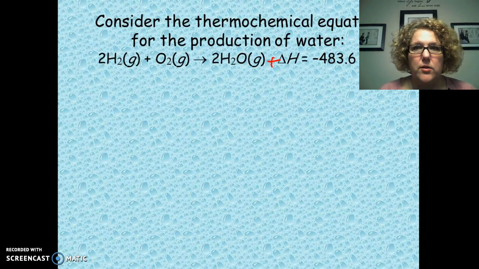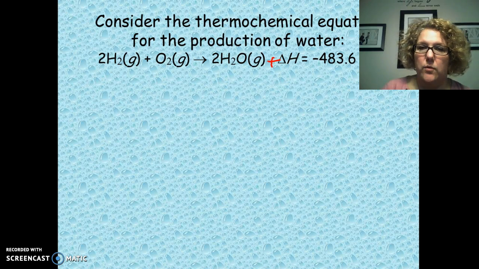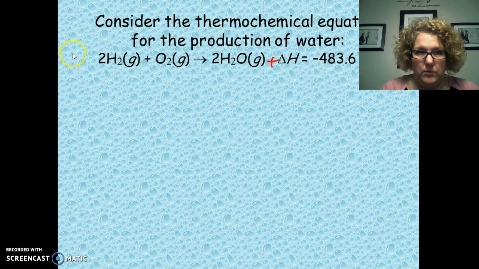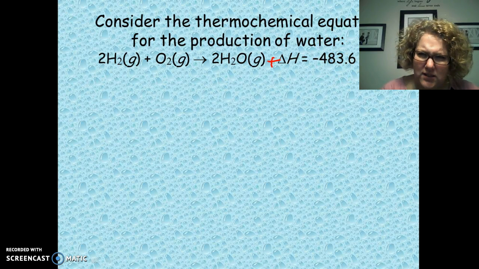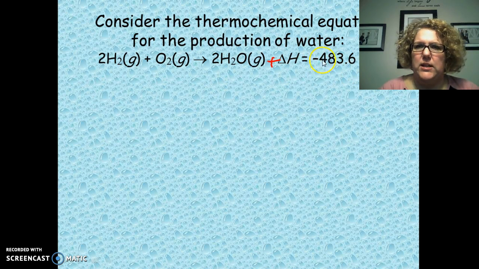All right, so consider the thermochemical equation for the production of water. Oh, that was a big word. Thermochemical equation just means a chemical equation with the energy, the enthalpy, written next to it. So this is the equation for the production of water. We got hydrogen and oxygen producing water, and every time this reaction happens with these ratios, 2 moles of hydrogen, 1 mole of oxygen, and producing 2 moles of water, that equates to 483.6 kilojoules. Sorry if you can't see the J there. That much energy is released.